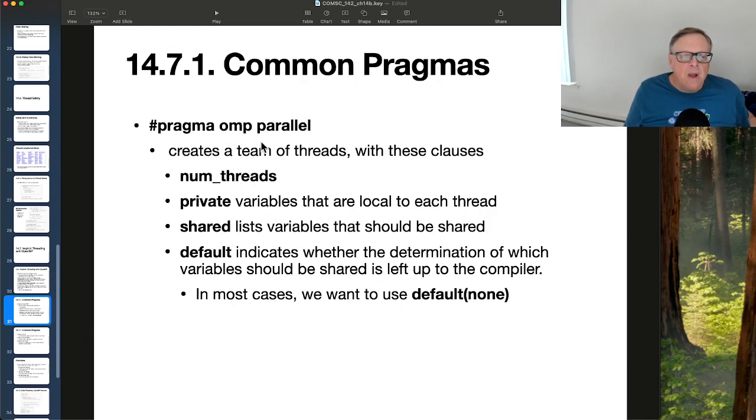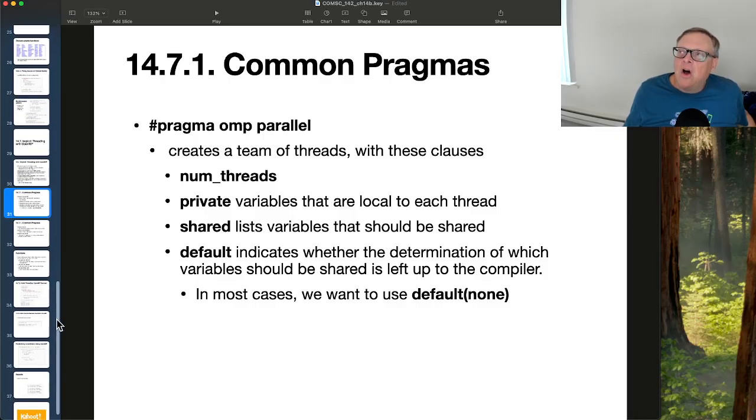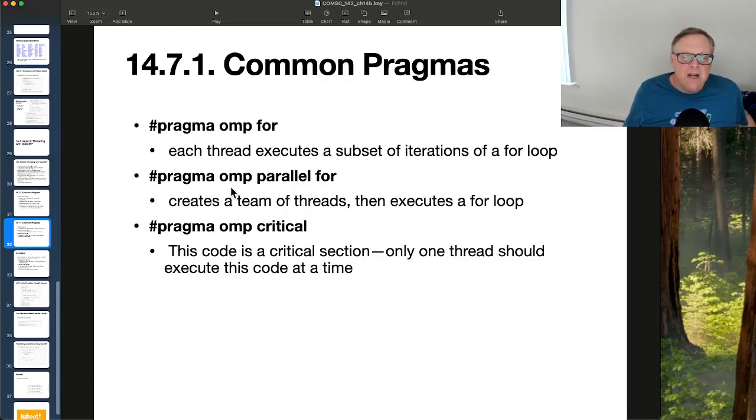So pragma omp parallel will create a team of threads and you can set these variables: a number of threads, variables that are private, variables that are shared, and default indicates whether you should leave them up to the computer. You almost never want to leave that, so you use default none to make sure of that. So you can specify which variables are private and shared just up here, and then the code in that region will be interpreted that way. It'll automatically add whatever directives are needed to make that happen.